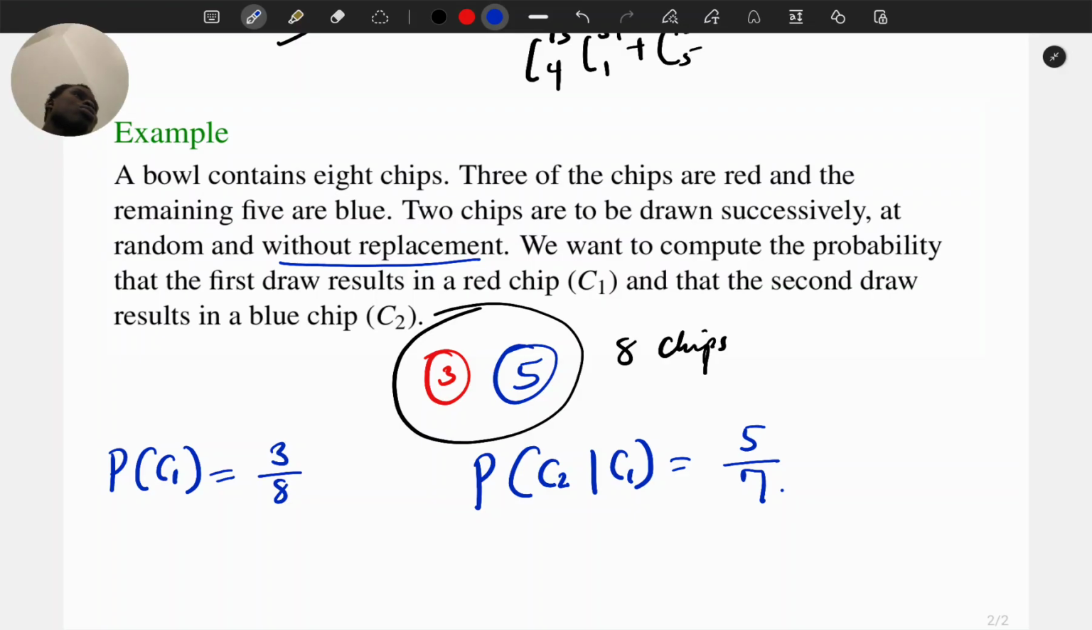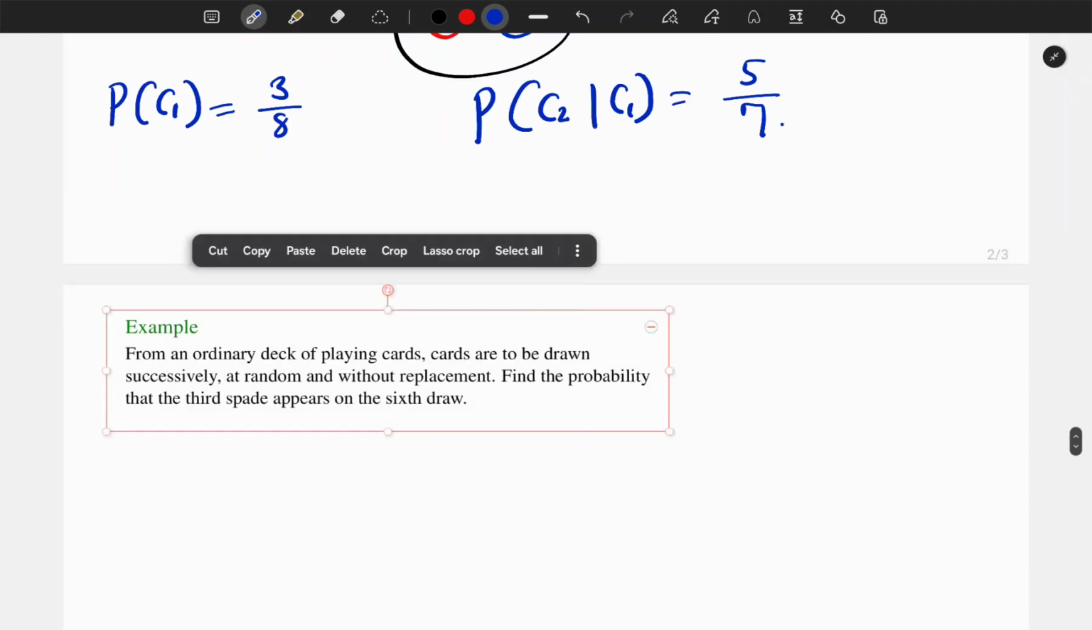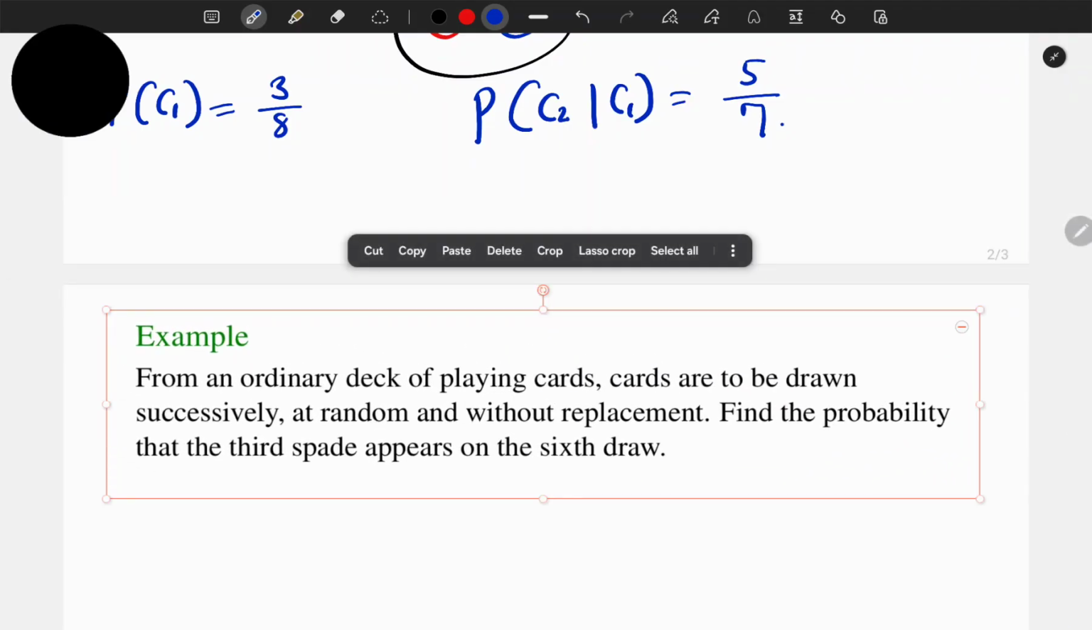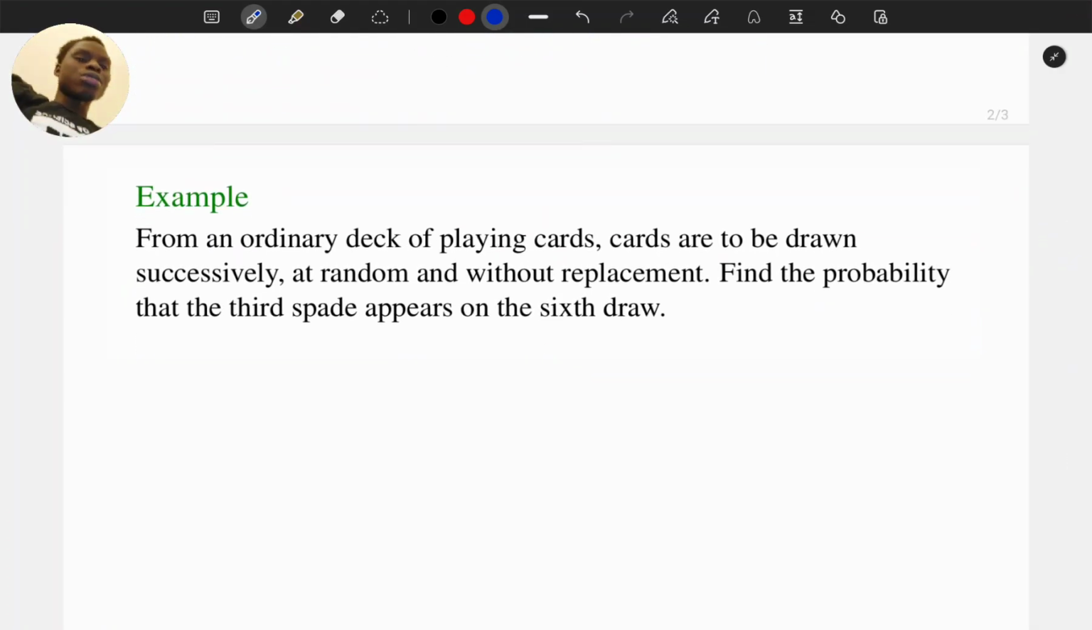So another question, another example. Let's check another example. Apart from an ordinary deck of playing cards, cards are to be drawn successively at random and without replacement. Then we have to find the probability that the third spade appears on the 6th draw.